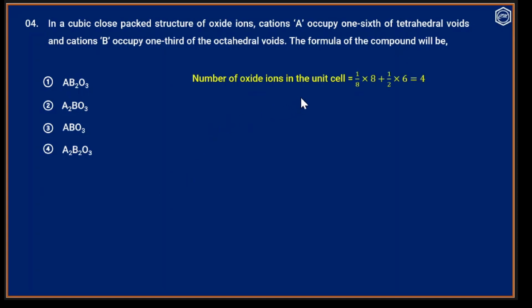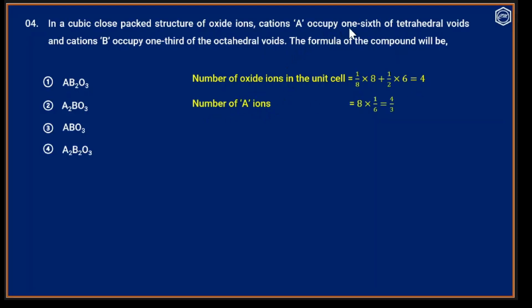The number of oxide ions in the unit cell, that is 1 by 8 into 8 plus half into 6. So this is a cubic close packed structure of oxide ions. So oxide ions form the FCC lattice. So the corners plus centers of the faces, that is 4.